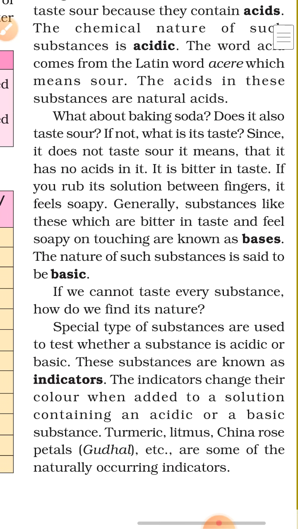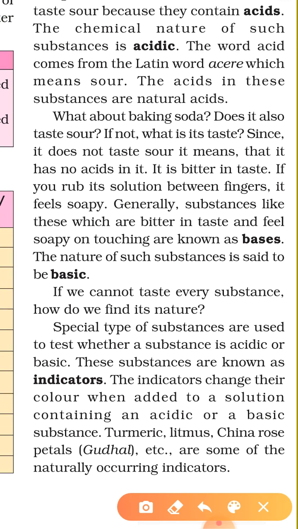Now we have studied how we can identify acids and bases. If substances are sour in taste, these are acids. If the substances are bitter in taste, these are bases. But can we taste every substance? No, we can't taste every substance. Like fruits and vegetables, we can taste them and find out which is acid and which is sour. But every substance we can't taste.